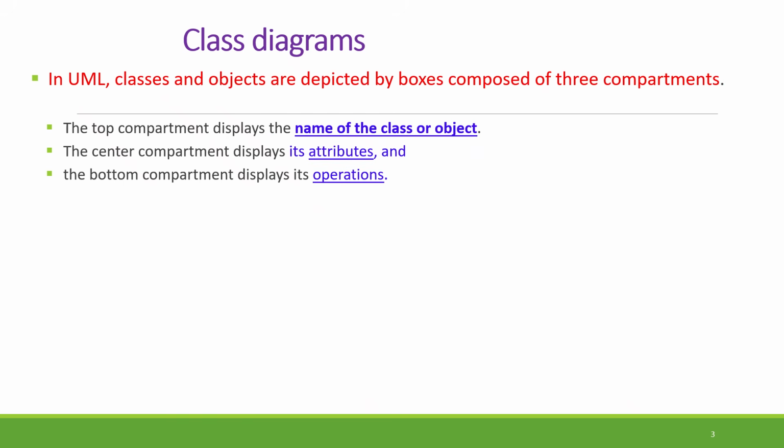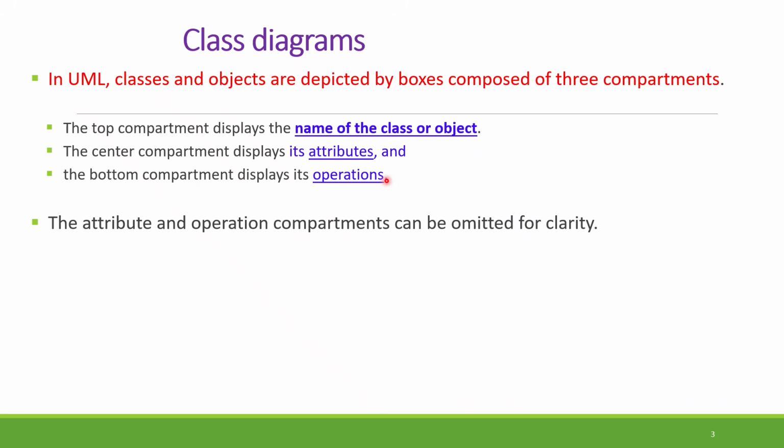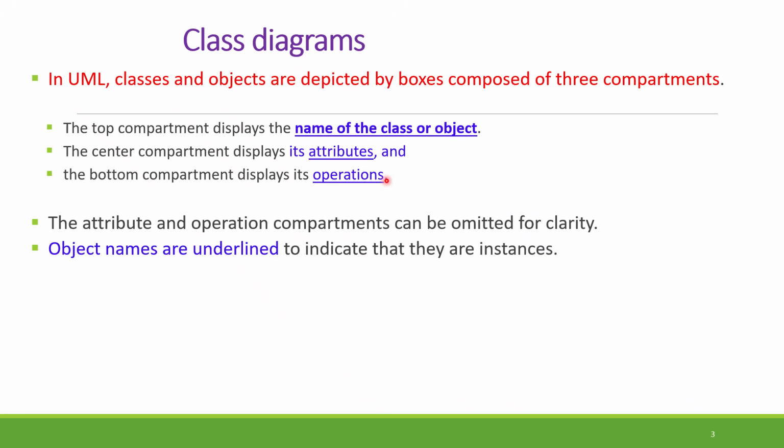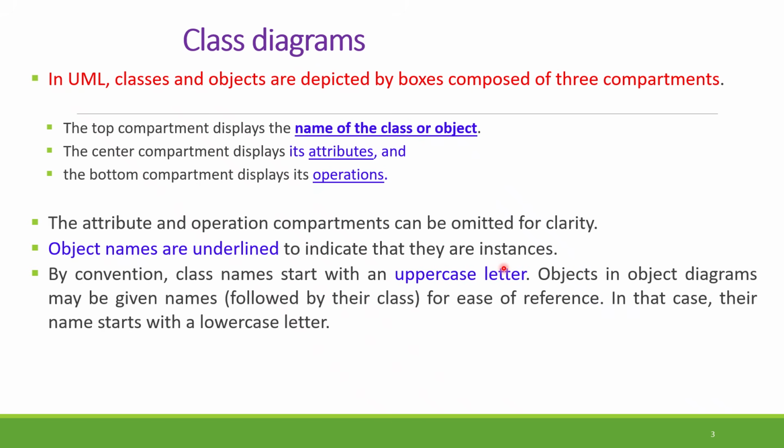The class diagram contains mainly three parts. One is the name of the class on the top. The center compartment indicates the attributes and the third one indicates its operations. The attribute and operations compartments can be omitted for clarity. So attributes and operations are optional, and the mandatory part is only the class. Object names are underlined to indicate that those objects belong to the particular class.